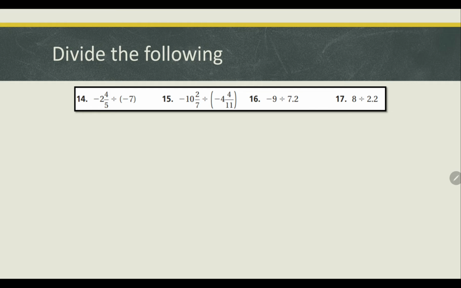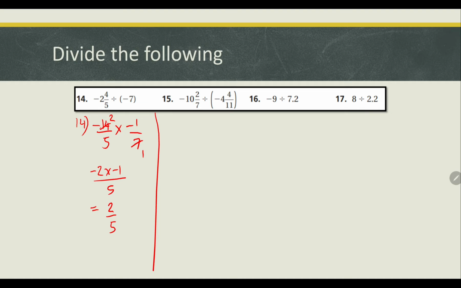Now let's do some more. In this one, let's go ahead and write it as an improper fraction. So negative 14 over 5 multiplied with negative 1 over 7. Simplify 14 and 7. So negative 2 times negative 1 over 5 is equal to 2 over 5. There you go.